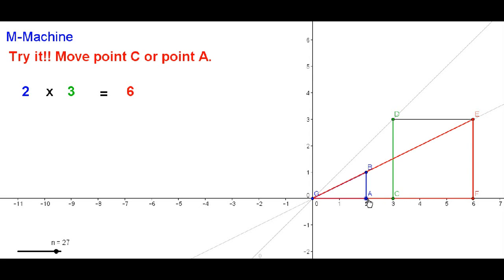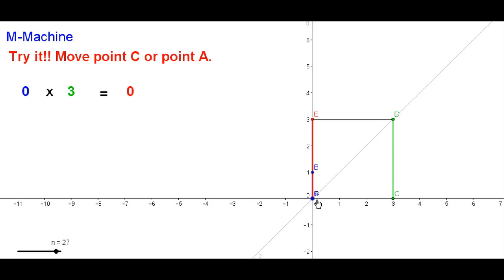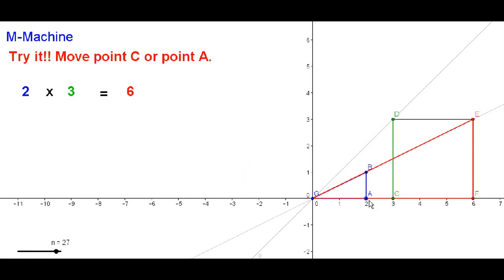We also have negative 2 times positive 3 equals negative 6. And this is showing us the M machine displaying integer multiplication by the use of similar triangles.